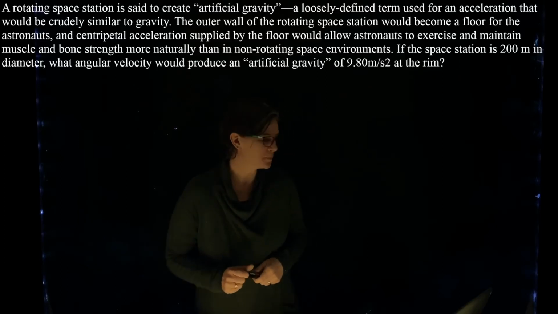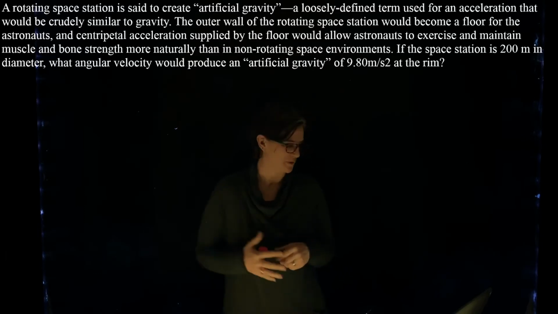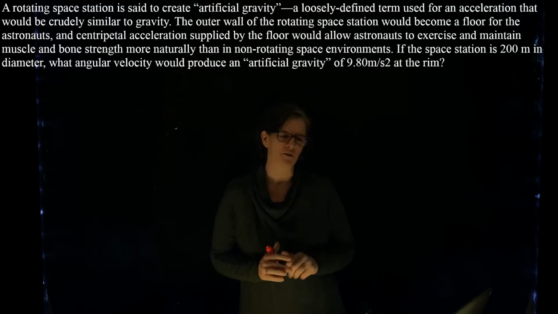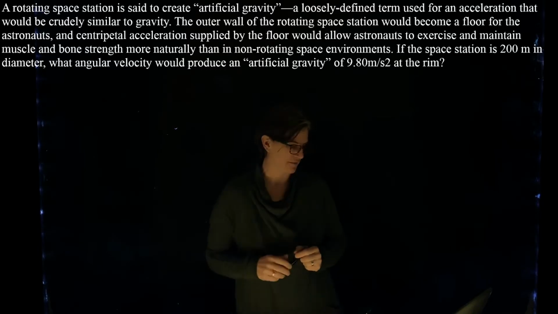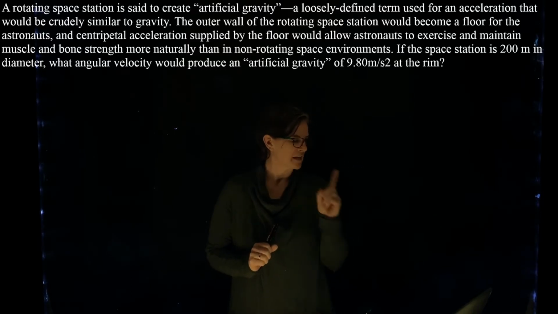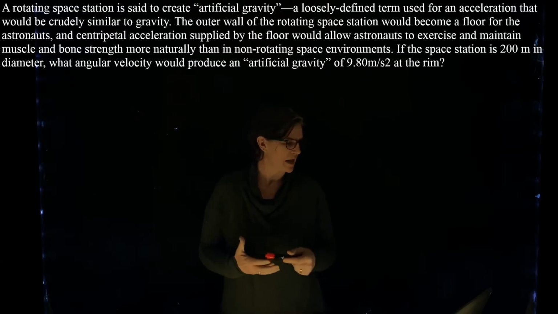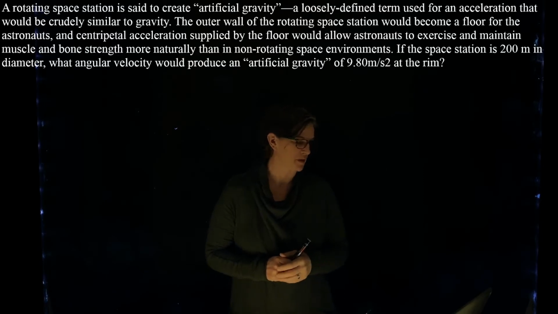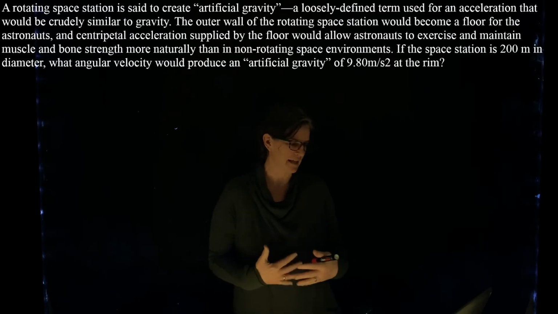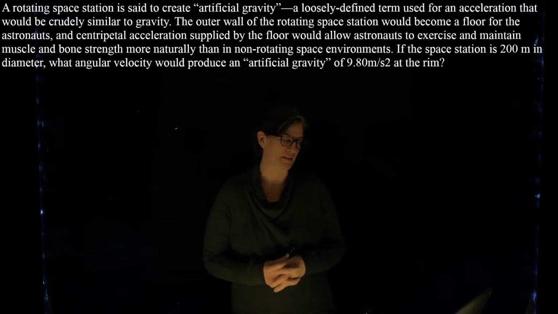Okay, so this problem reads, a rotating space station is said to create artificial gravity, a loosely defined term used for an acceleration that would be crudely similar to gravity. The outer wall of the rotating space station would become a floor for the astronauts, and centripetal acceleration supplied by the floor would allow astronauts to exercise and maintain muscle and bone strength more naturally than in non-rotating space environments.